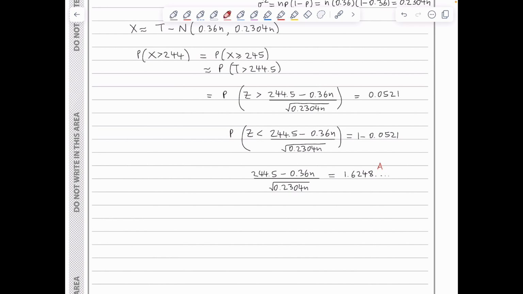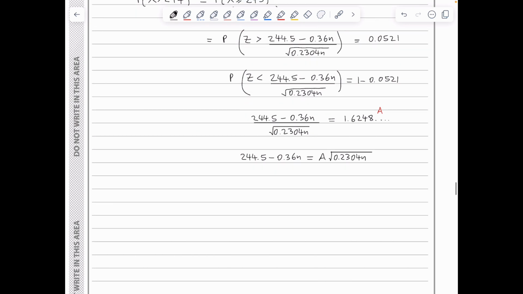So I can now proceed into cross multiplying, saying that 244.5 minus 0.36n is equal to A times the square root of 0.2304n. Now, if I take the square root of 0.2304, it gives me a nice value, 0.48. So I've got 244.5 minus 0.36n is 0.488 times root n.